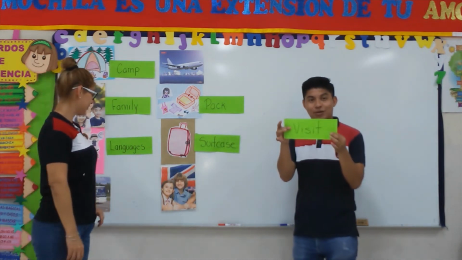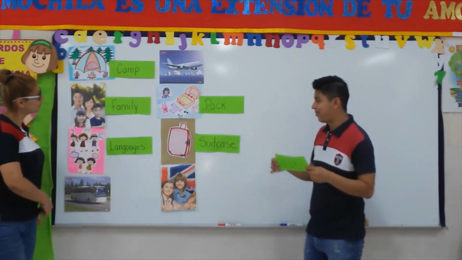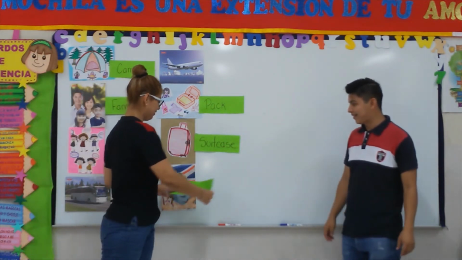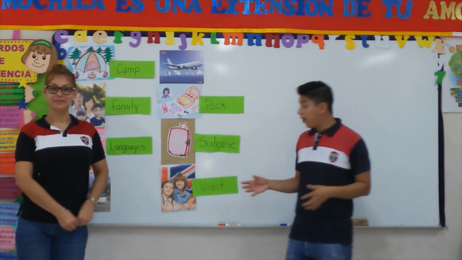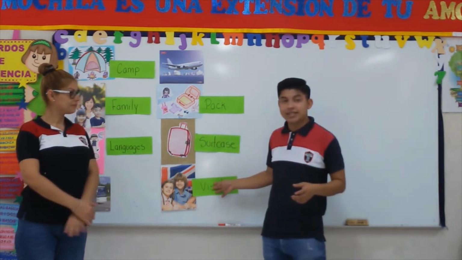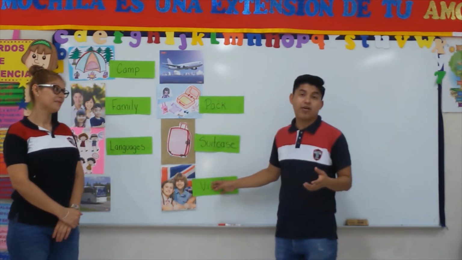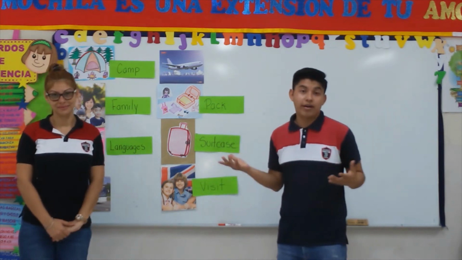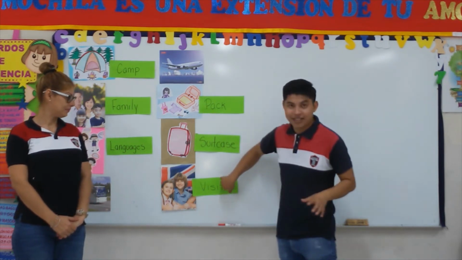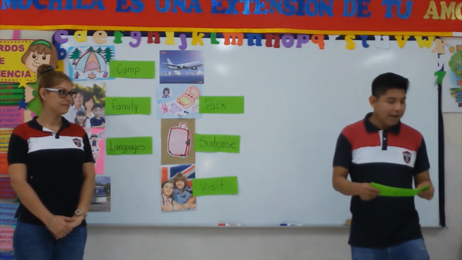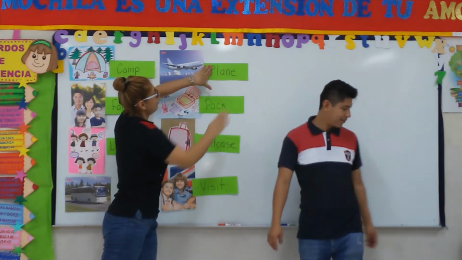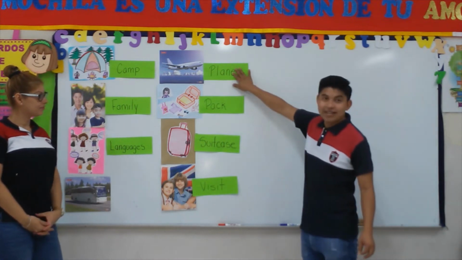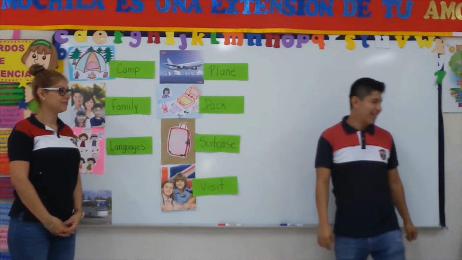The next one is visit. So, what is visit? Miss. Okay, visit. Okay, we can understand this like a visit. Maybe it could be visit the family, visit our cousins, or visit our friends in other country, in other place. Yeah, it's clear. Very good. Visit. So the next one is plane. What do you think is plane? Plane. Do you think this is plane? Yeah, that's good. Is plane.